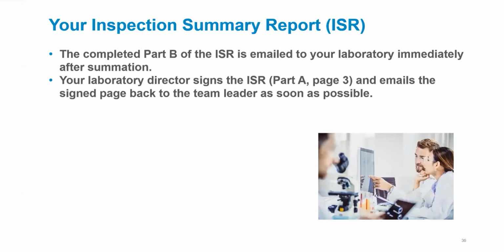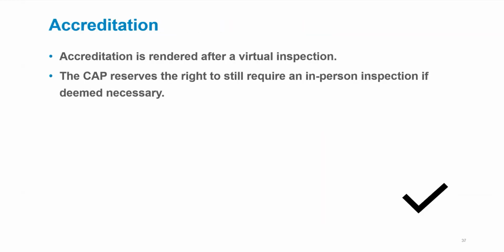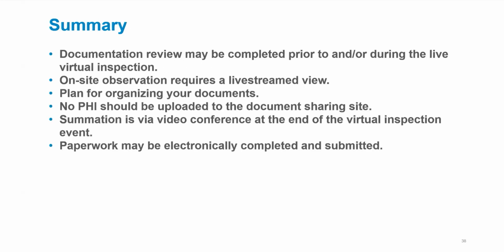Completing Part B of the ISR is also like what you're used to. The only exception is that it's done electronically rather than on paper. Your laboratory director will sign the ISR and return the signed page back to the team leader. Once the laboratory has successfully responded to all deficiencies, an accreditation decision will be made. A focused follow-up on-site inspection will occur in laboratories when deemed in need of one.